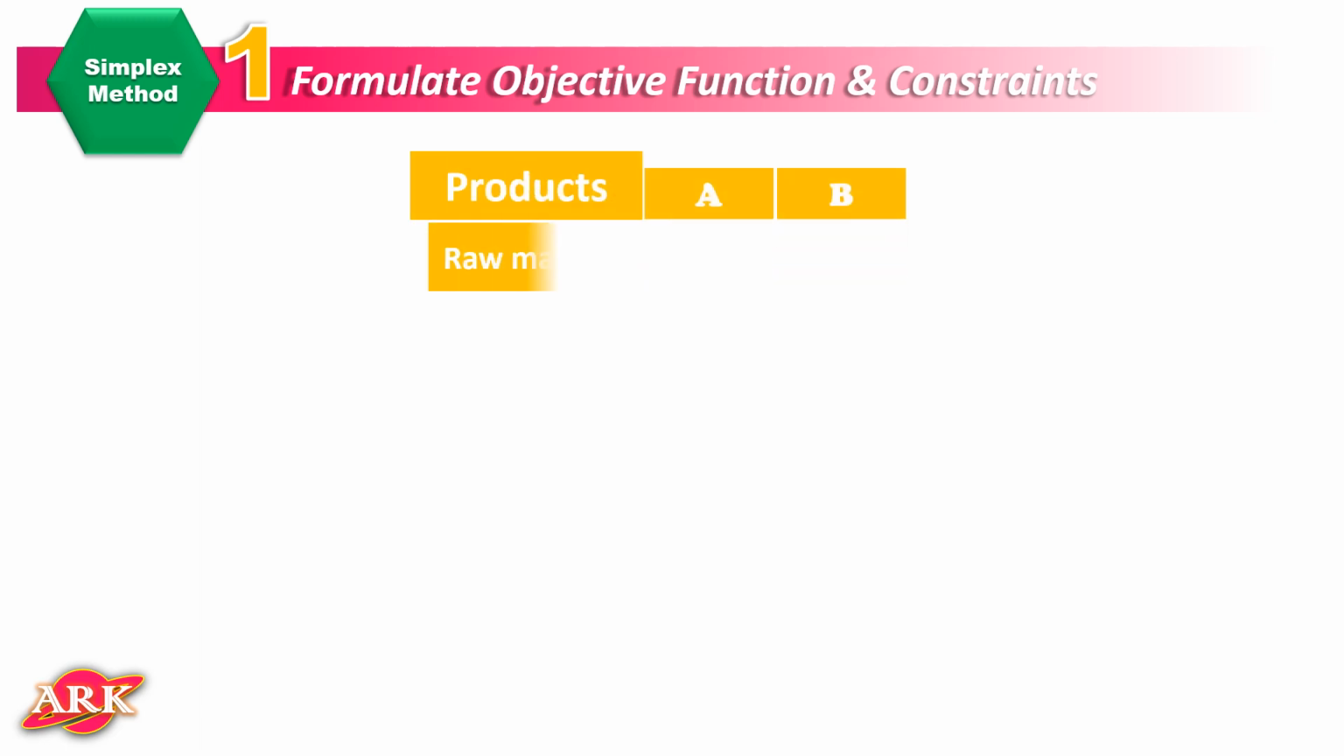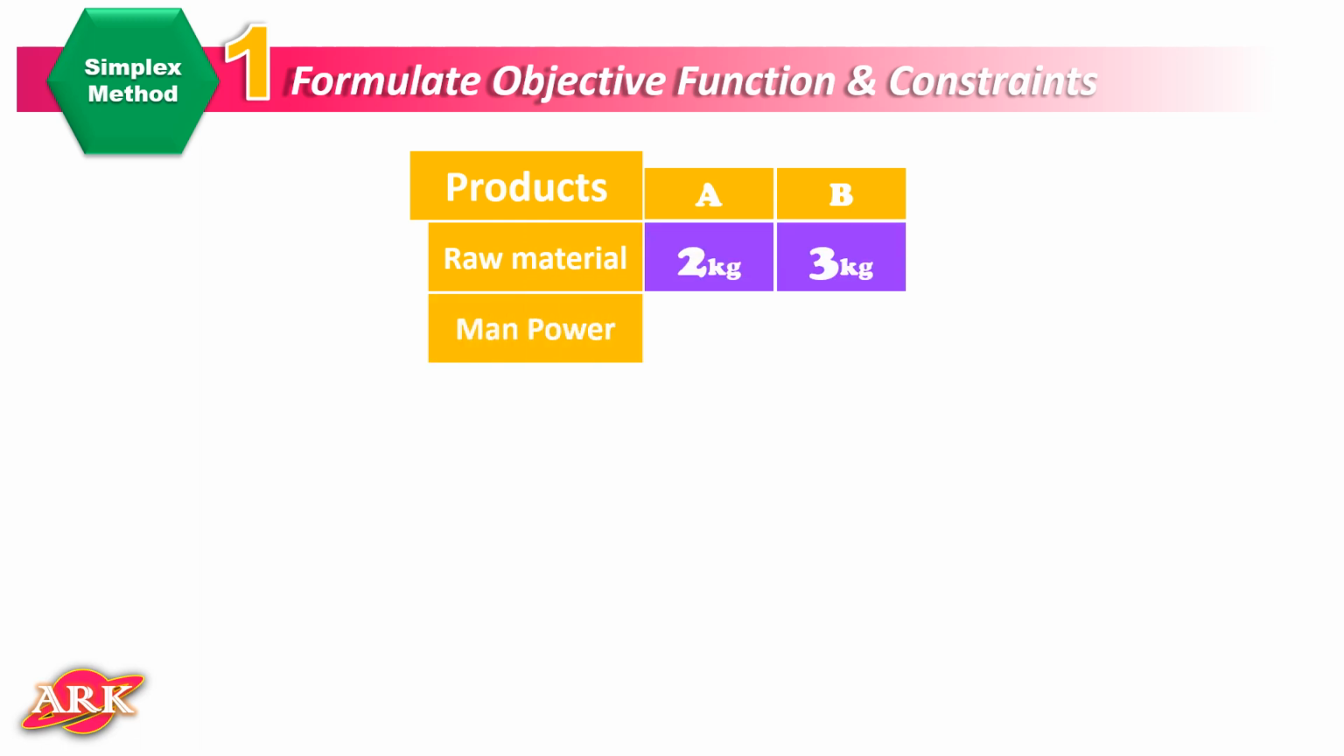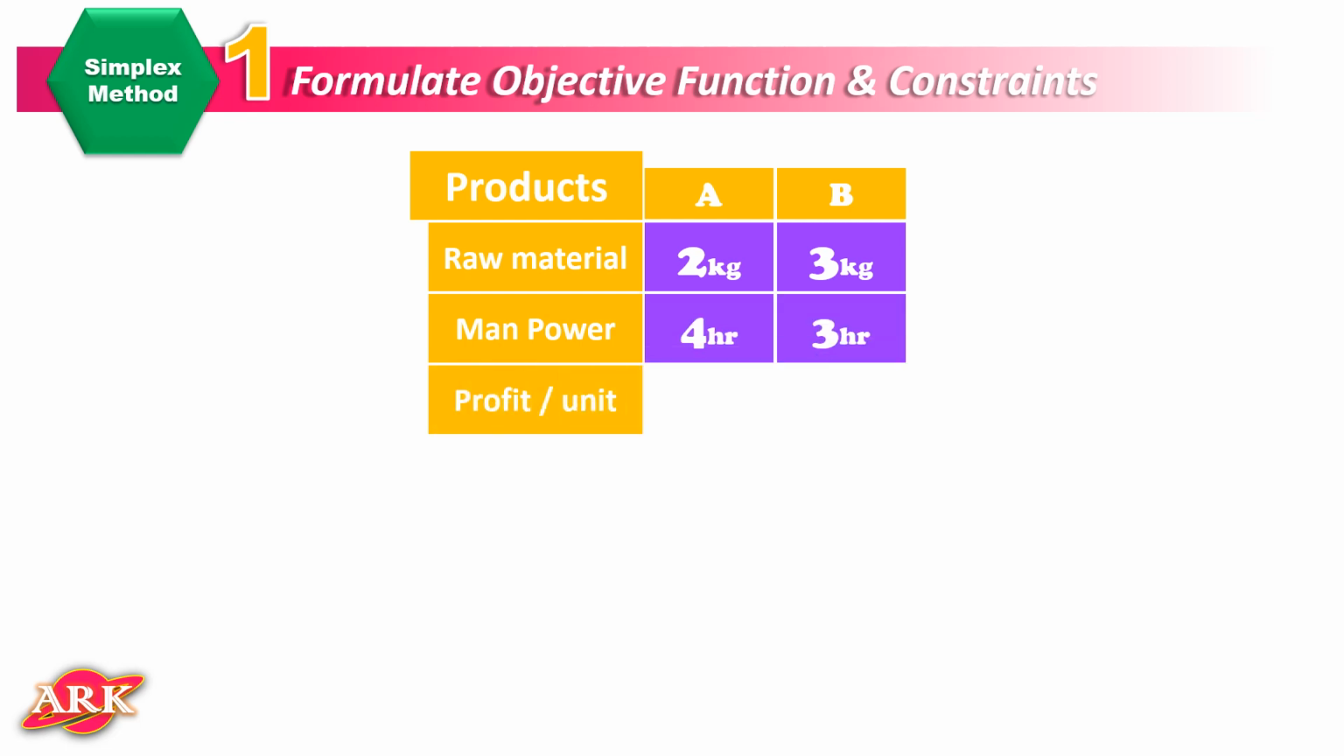Let's begin the process with step number 1, formulating objective function and constraints. The products given in the problem are A and B. Raw material required for A is 2 kg, for B is 3 kg. And manpower required for A is 4 hours, for B is 3 hours. The profit per unit of A is 40 rupees and for B it's 35 rupees.